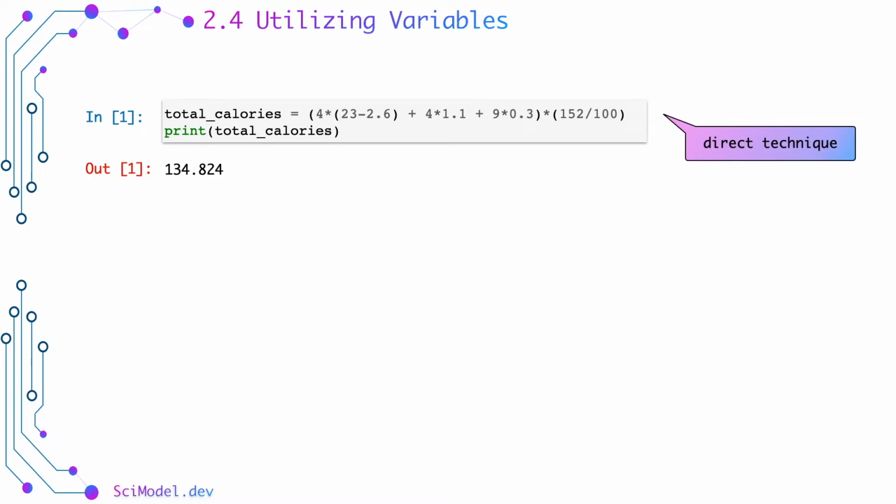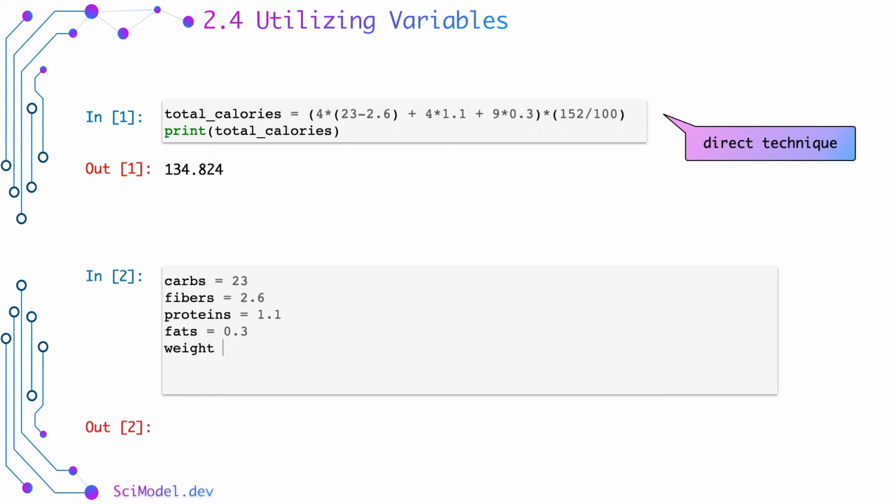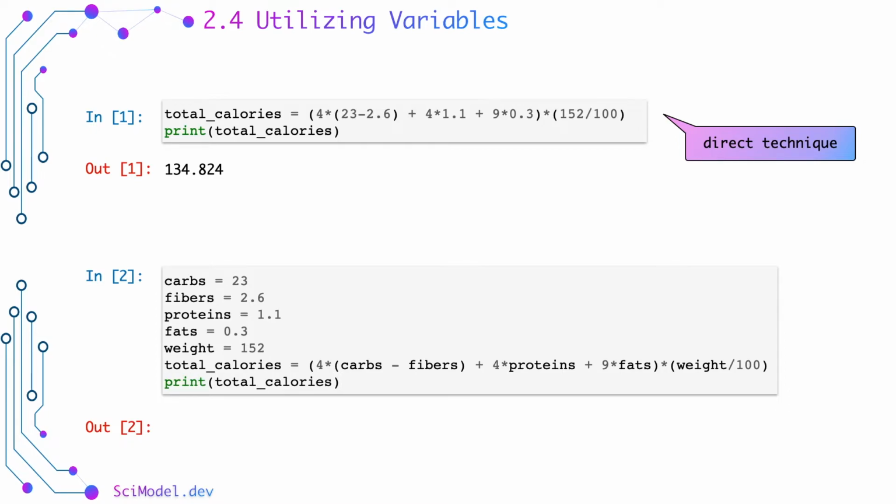food. Therefore, it is better to use the second technique in which you create a variable for each macronutrient and the total weight of the food so that the total calorie equation is written once and you only need to change the values of macronutrients when needed and run the code to calculate the total calorie content.